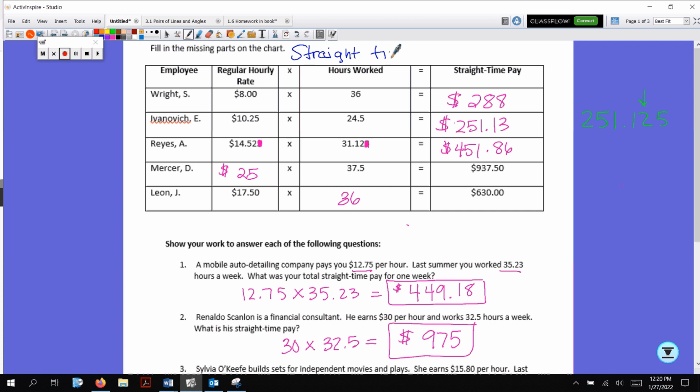Straight time. What does that mean? This is the note part. What that means is you just take your hourly rate. Here in this first case, they make $8 an hour. We multiply times the number of hours worked. You want to make sure you round to the nearest penny.